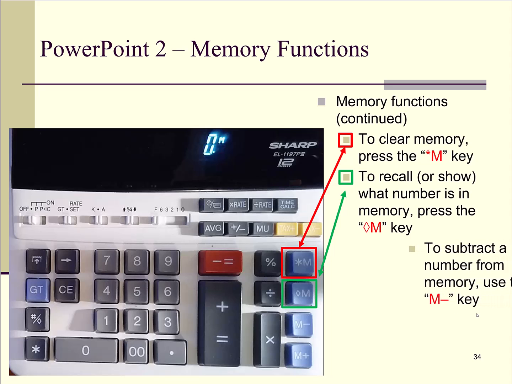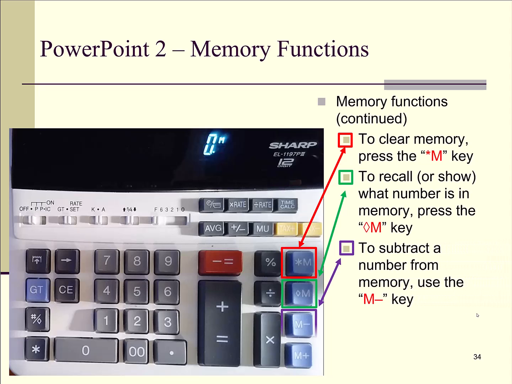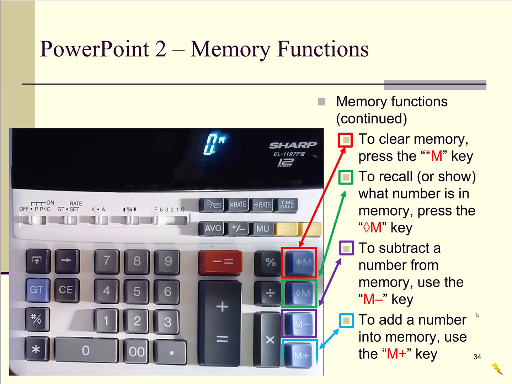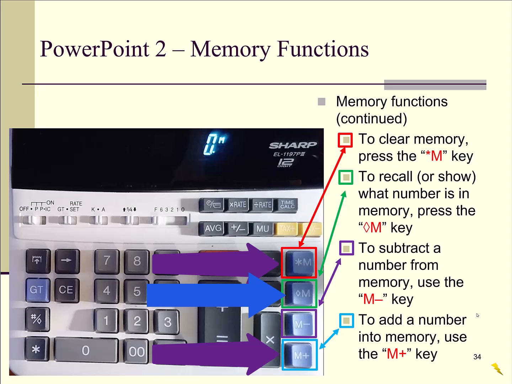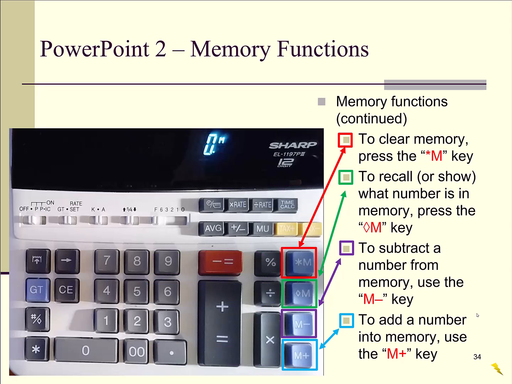To subtract a number from memory, you would hit M minus. And one of the most popular keys when using memory is the M plus. When we're using memory, we're usually adding to the number that is in memory. So the keys that we will be using the most are asterisk M to clear, diamond M to show us what the number is that is in memory, and the M plus key to add to memory.